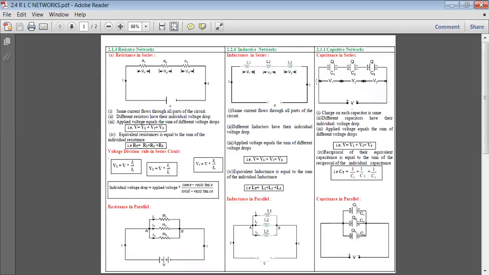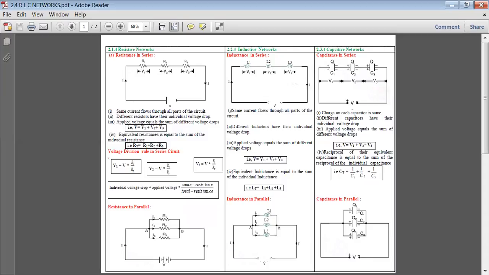Now come to the capacitance. Capacitance in series. Now take three capacitors C1, C2, C3 connected continuously. What does connected continuously mean? It means the second terminal of C1 is connected to the first terminal of C2, and the second terminal of C2 is connected to the first terminal of C3, like this. This is called a continuous connection.